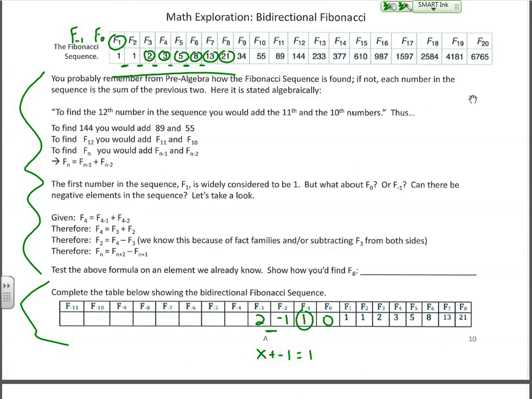Another application, another instance where Fibonacci, we've talked about how it appears in music, talked about how it appears in nature. Here it appears in mathematics in interesting ways that you just might not expect. So your job is really to only complete the table here. And I've got you started going to the left there. Keep going back, working backwards all the way to the negative 11th term of Fibonacci.